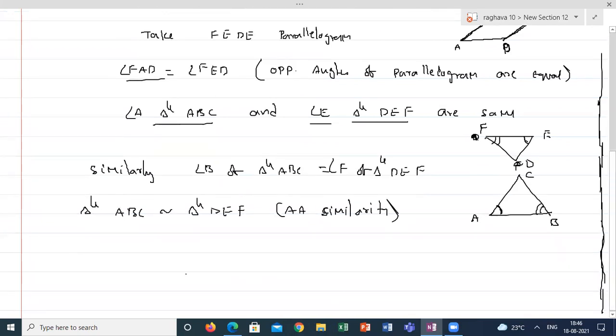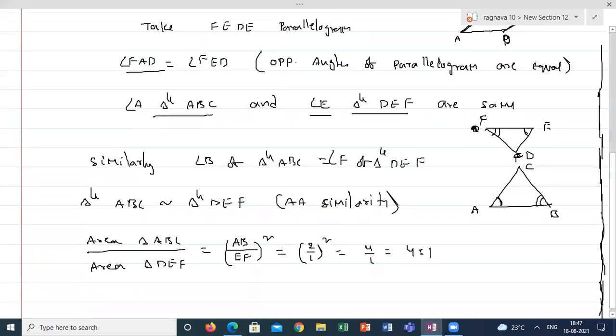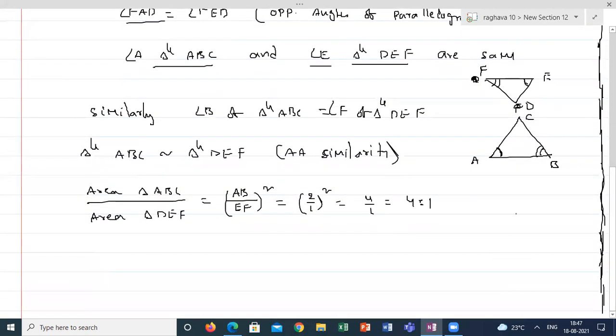So if both are similar, what ratio am I asking? Area of triangle ABC divided by area of triangle DEF can be written as AB by EF whole square. The ratio of AB by EF is 2 by 1, whole square, that is 4 by 1, 4 is to 1. So we can create a relation. If I am joining the midpoints of all the sides of the triangle, it will form another triangle like this.